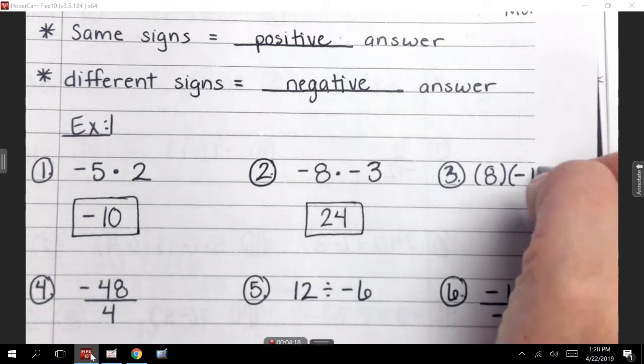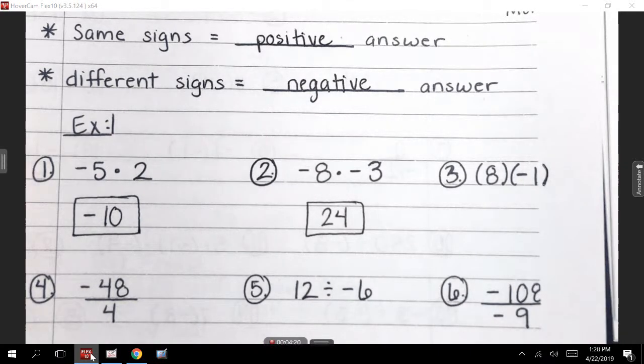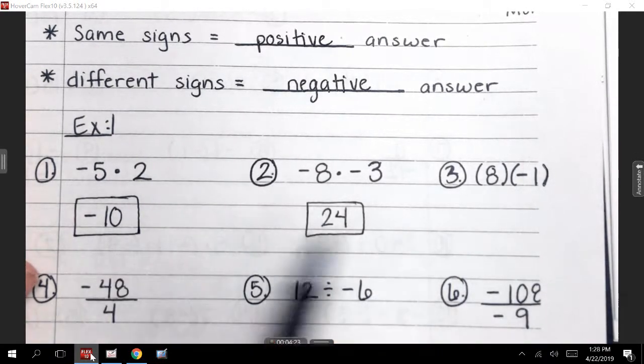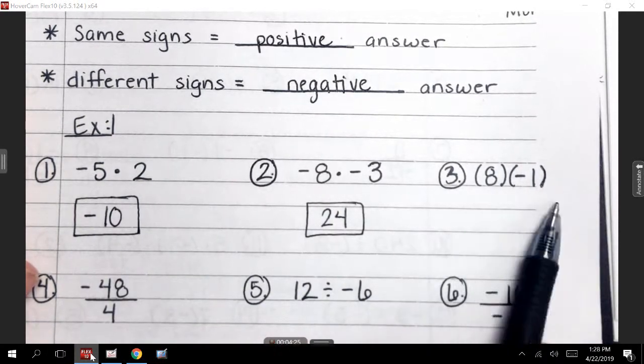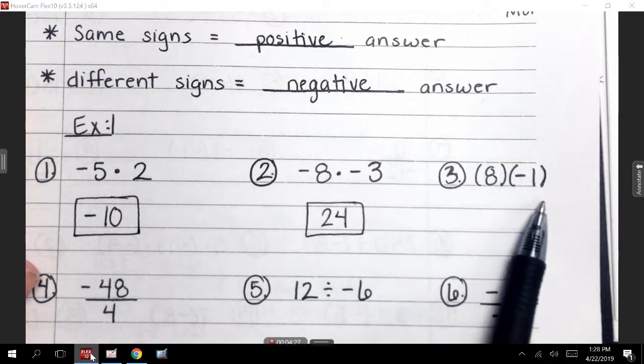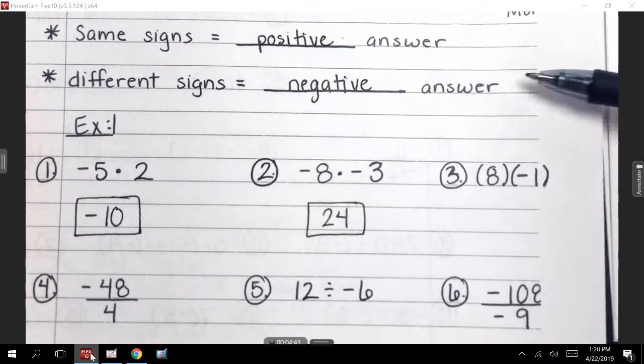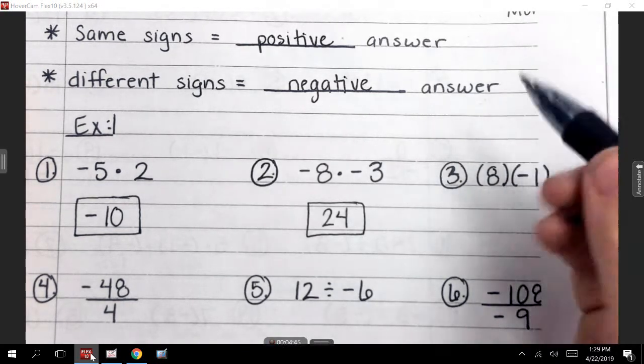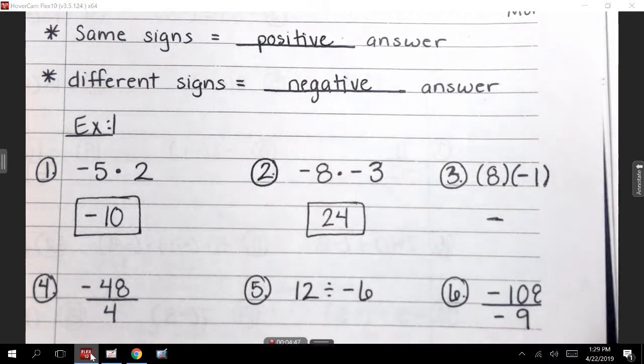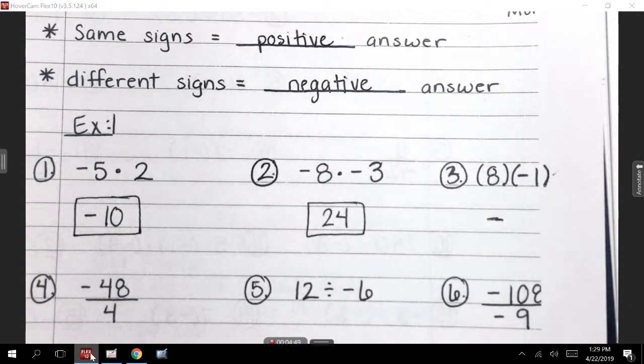Okay. Let's look at number 3. So, guys, and you'll notice I also wrote multiplication different ways. We've seen it with dots before, and we've seen it next to each other like this, so this still means multiplication. Do you have a question, Valentina? Okay, so, Valentina, on number 3, do they have the same signs or do they have different signs? Different signs. So, what type of answer am I going to get? A negative, so I'm going to put a negative sign. And now, what's 8 times 1?